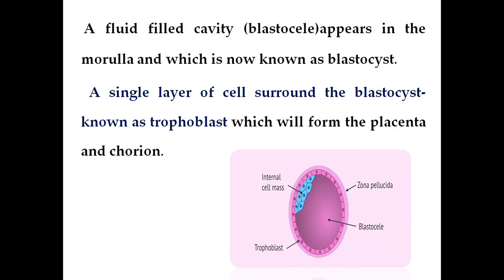Next, a fluid-filled cavity, the blastocoele, appears in the morula, which is now known as the blastocyst. A single layer of cells surrounding the blastocyst is known as the trophoblast, which will form the placenta and chorion. You can see in this image the inner cell mass, the outer cell mass, the blastocoele, and the covering called the trophoblast, which will form the placenta and chorion.